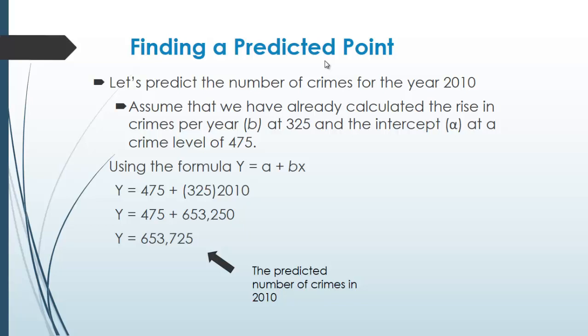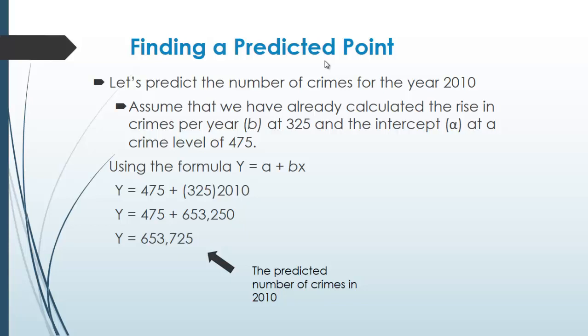And so to solve for how much crime there should have been in 2010, we just use the formula and substitute our known values. 475 goes in for a. The slope was measured at 325, so that's substituted for b. And now we insert the year that we want. So in this instance, we can insert 2010, or we could go 2009, 2011. But once we insert that 2010, we multiply it by 325, and then add 475 to that, and we get 653,725. So that was the predicted number of crimes in 2010 for a particular place.